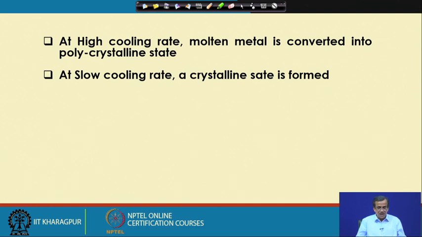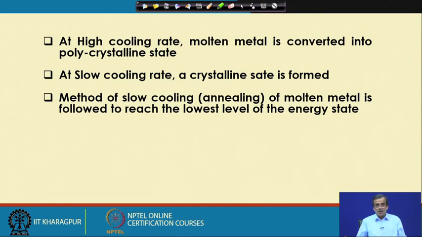But the fact is, if I compare the energy level of this crystalline state, that is the single crystal state, and the polycrystalline state, the energy level of the crystalline state is much lower compared to that of the polycrystalline state. So, during this particular solidification, our aim is to go for the single crystal state, so that we can get the minimum energy state, and that is why we go for the slow cooling. And the method of slow cooling is nothing but the annealing.